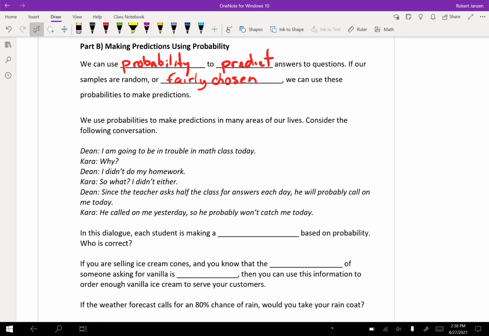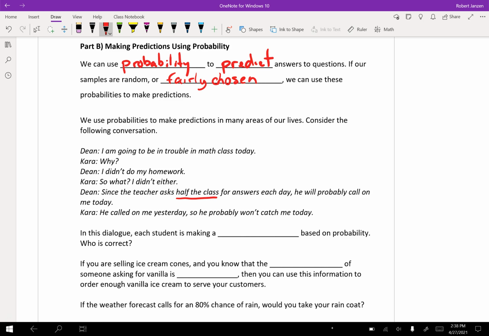So Dean says, I'm going to be in trouble in math class today. Kara says, why? Dean says, I didn't do my homework. Kara says, so what? I didn't either. Dean says, since the teacher asks half the class for answers each day, he'll probably call on me today. And then Kara says, he called on me yesterday, so he probably won't catch me today.